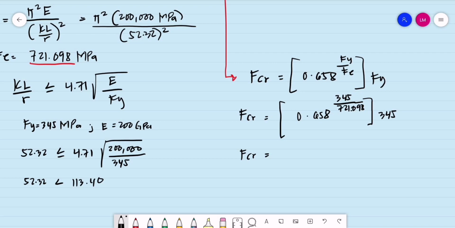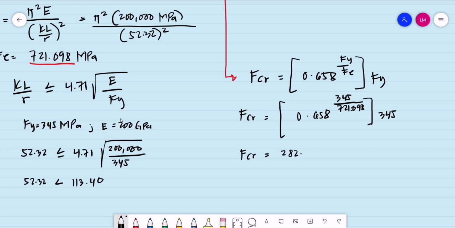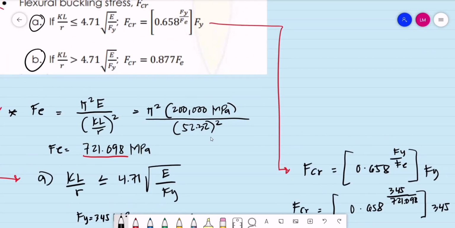So let us compute. We have 0.658 raised to 345 divided by 721.098, then the quantity multiplied by 345 megapascals. That is 282.39 megapascals. So this is our flexural buckling stress.